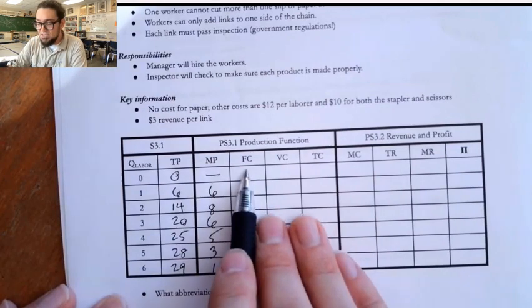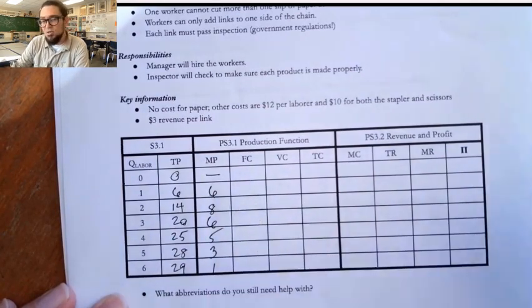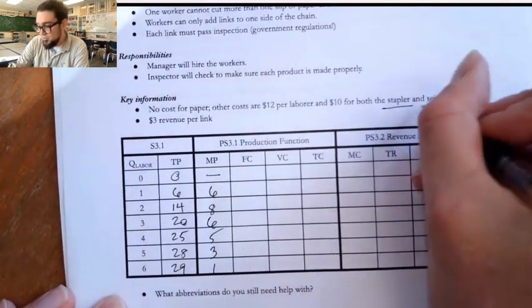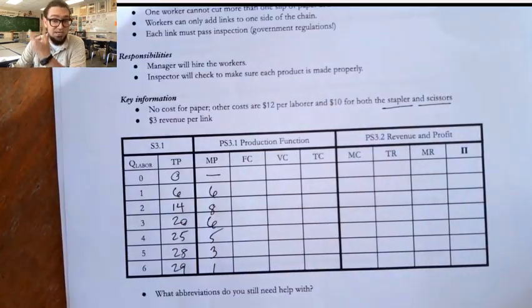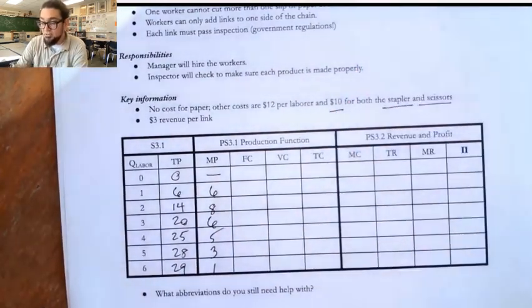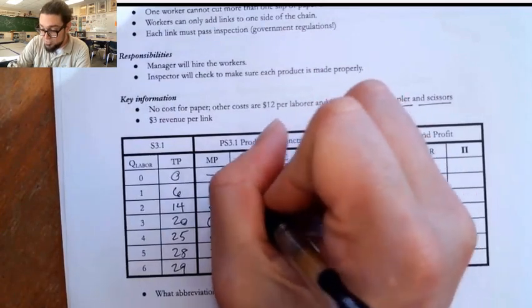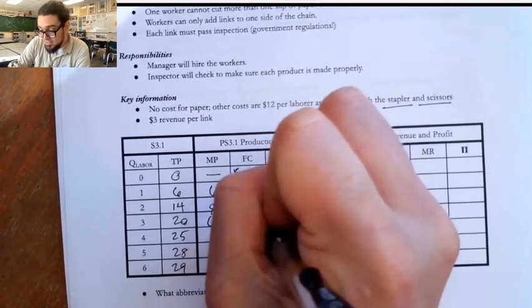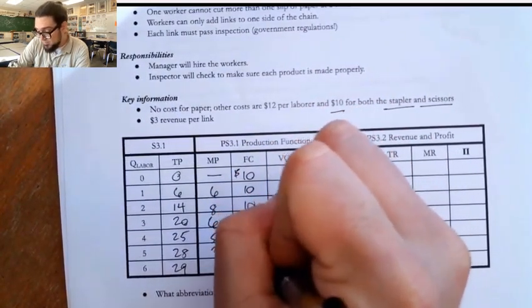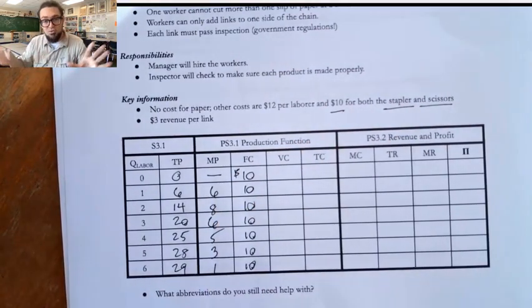And so fixed cost is the cost of your fixed inputs. And during the simulation, we talked about that the stapler and the scissors are your fixed inputs. They're not changing in number. And so it's $10 for both of those combined. And that's true regardless of how many workers we had. So $10 all the way down. That's kind of nice. Fixed cost always going to be the same.